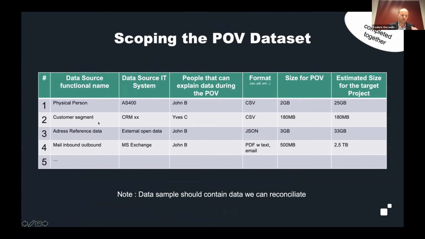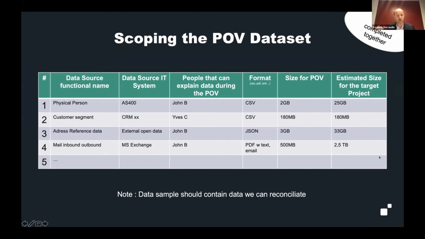And the same if we want to integrate as well some customer segments, if we want to integrate some, let's say, open data, to integrate some address reference data, like Vaudoise did if you were there in the first event, for instance. And maybe you want as well to integrate some email in your data, because if you are talking about customer data, the inbound or outbound email are very interesting stuff. So maybe you want to integrate MS Exchange as a data source with half a gigabyte of data. But at the end, of course, in the project, the size.